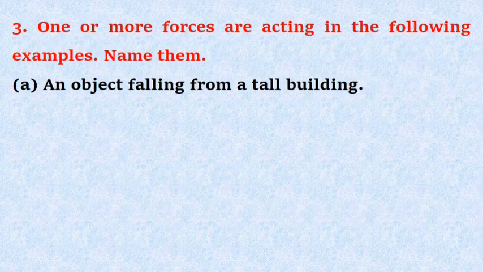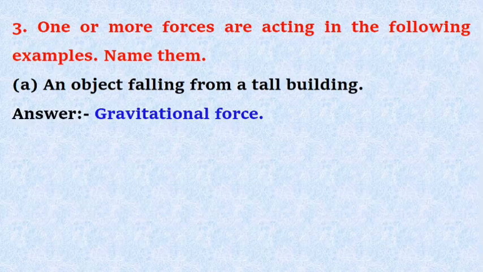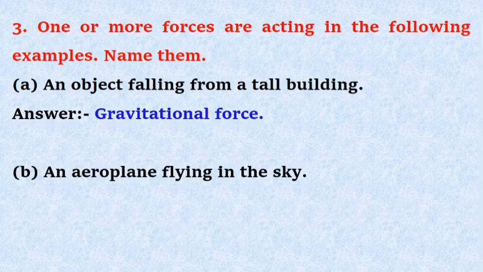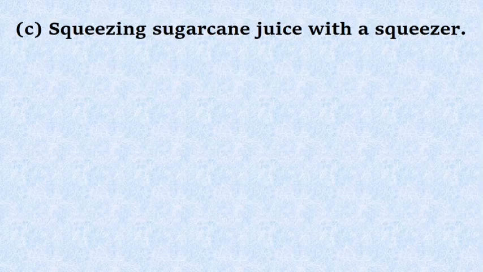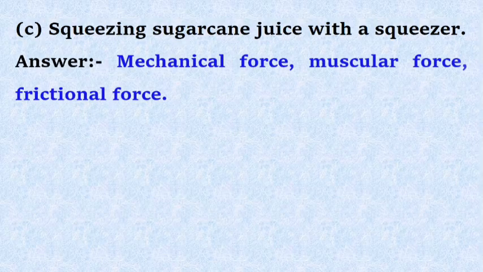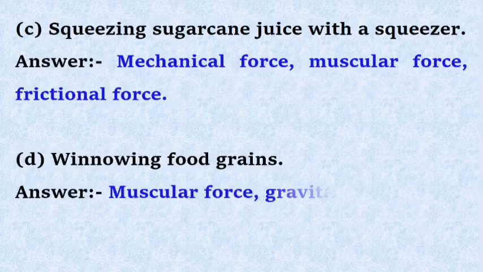Question number 3. One or more forces are acting in the following examples. Name them. A. An object falling from a tall building. Answer is gravitational force. B. An aeroplane flying in the sky. Answer is mechanical force, muscular force, frictional force, and gravitational force. C. Squeezing sugarcane juice with a squeezer. Answer is mechanical force, muscular force, frictional force. D. Winnowing food grains. Answer is muscular force, gravitational force.